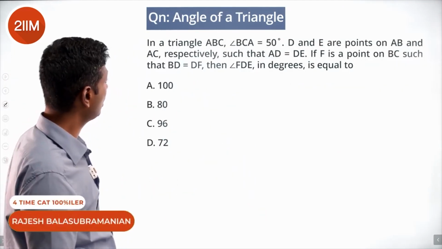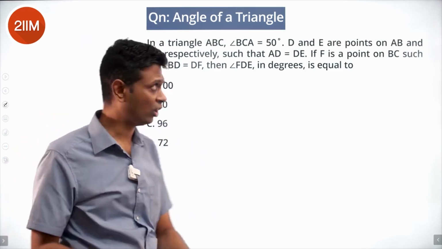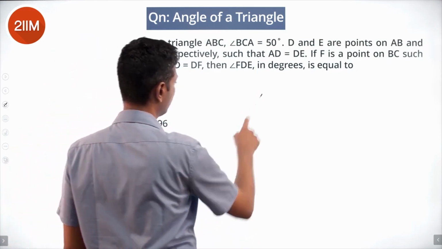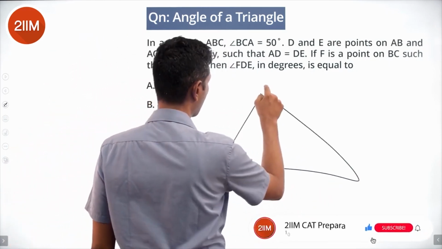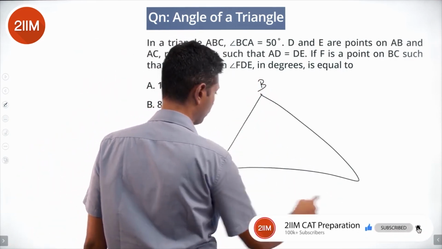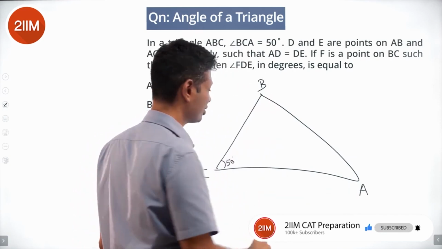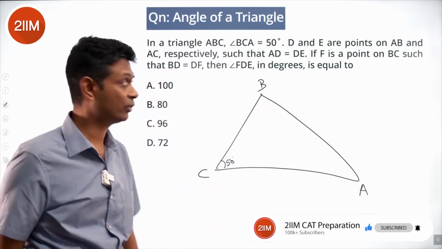The triangle ABC, angle BCA is 50 degrees. Again, wonderful question, really challenging. I struggled with this. BCA is 50, this is 50 degrees. The solving part of this question is very simple, but the diagram was a little weird.